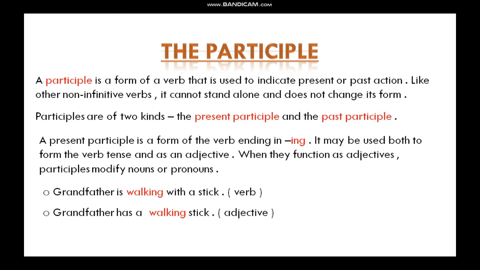मीन्स जब भी पार्टिसिपल एडजेक्टिव की तरह फंक्शन करते हैं तो वो किसी नाउन को या प्रोनाउन को मॉडिफाई करते हैं, मीन्स उसकी विशेषता बताते हैं. फॉर एग्जाम्पल, ग्रैंडफादर इज वॉकिंग विद अ स्टिक. इन दिस सेंटेंस वॉकिंग वर्ड इट इज made by the verb first form walk plus ing. So it is an example of present participle and it is used here as verb.